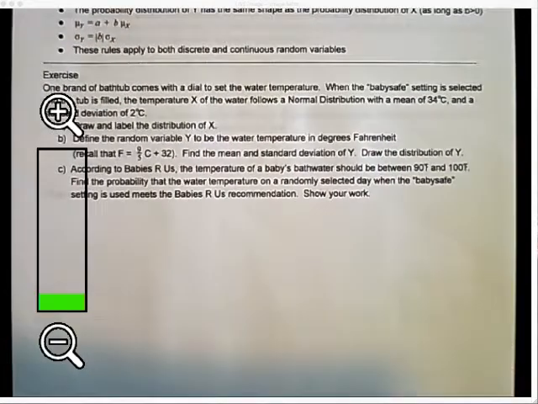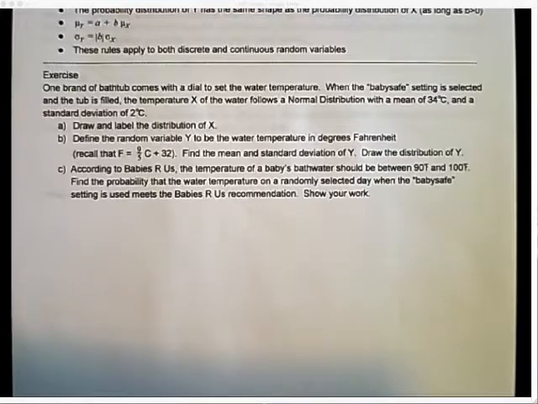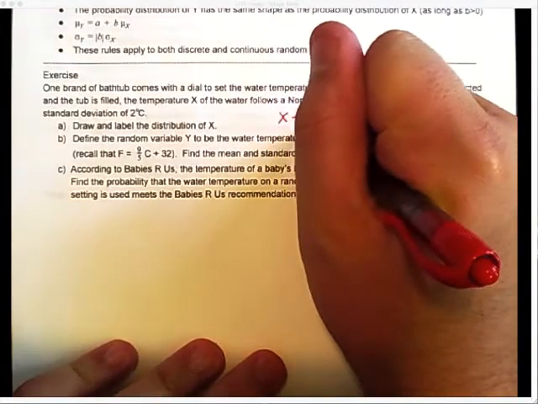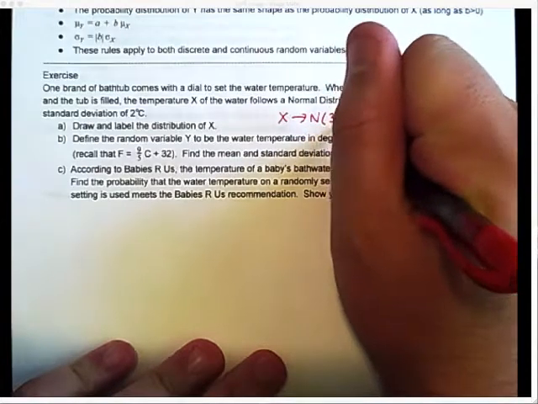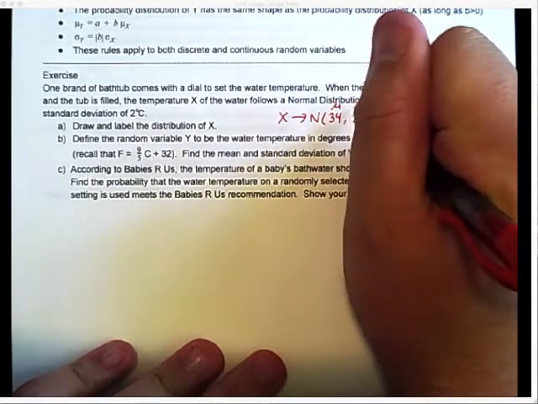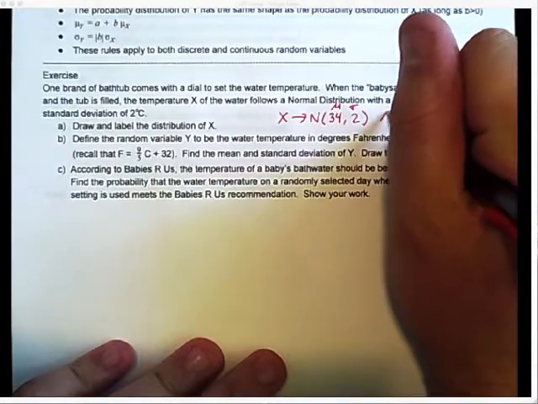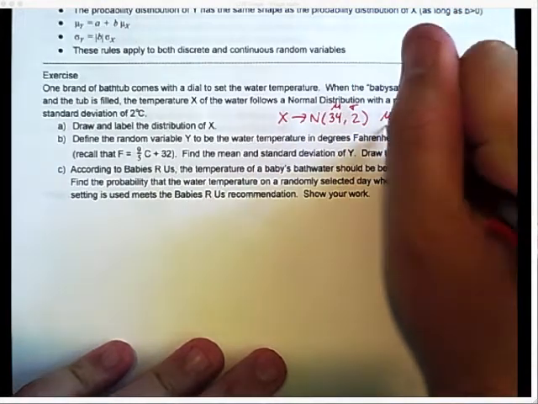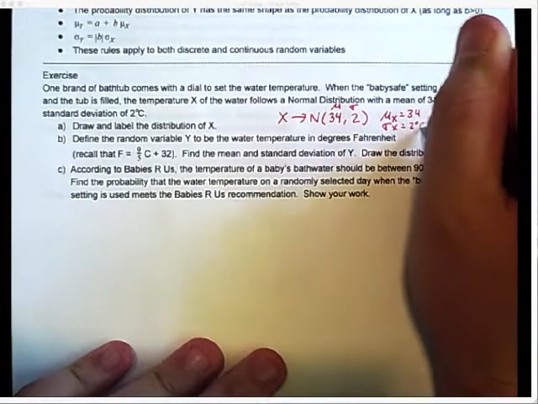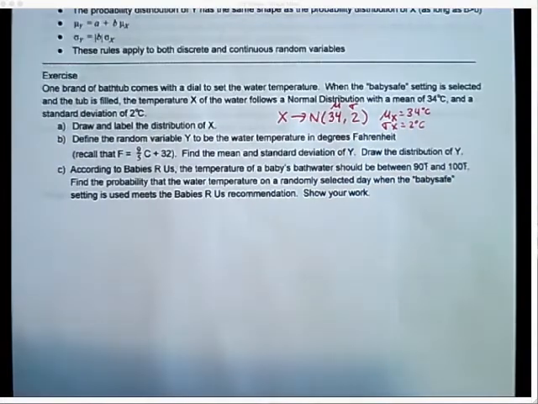One brand of bathtub comes with a dial to set the water temperature. When the baby safe setting is selected and the tub is filled, the temperature X of the water follows a normal distribution with a mean of 34 degrees Celsius and a standard deviation of 2 degrees Celsius. So X is normally distributed with a mean of 34 and a standard deviation of 2. There's mu, there's sigma. We could also write mu of X equals 34, sigma of X equals 2, both in degrees Celsius.